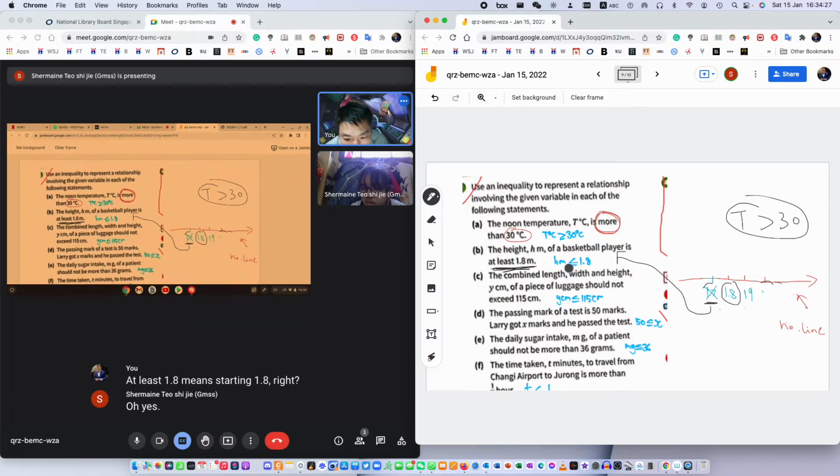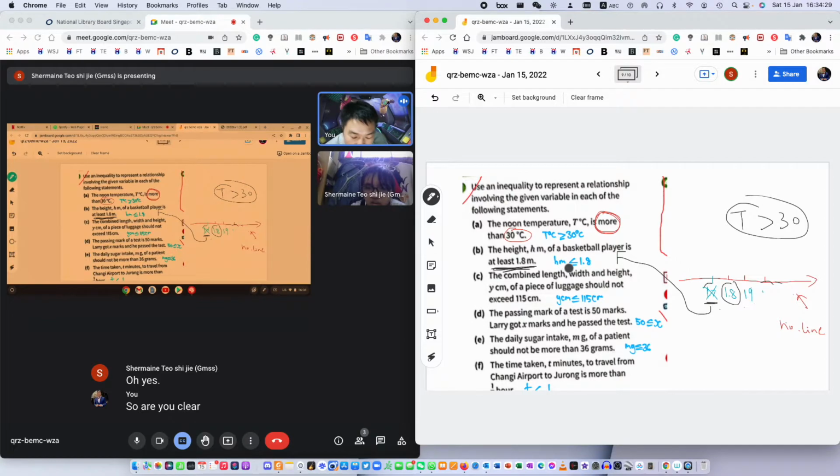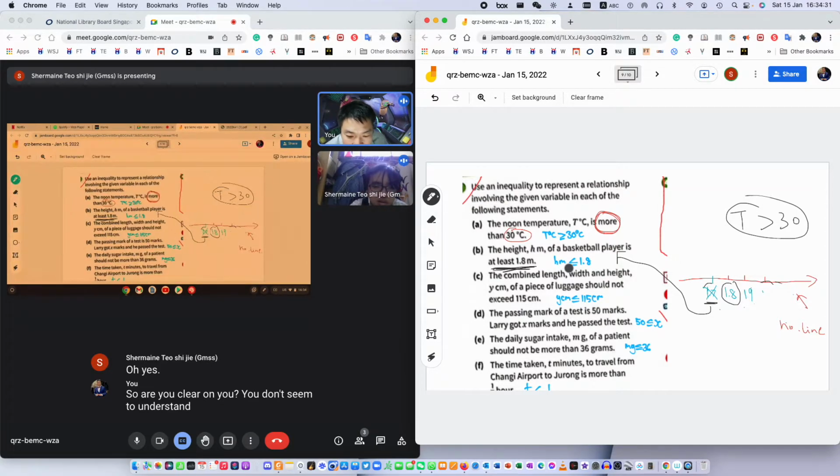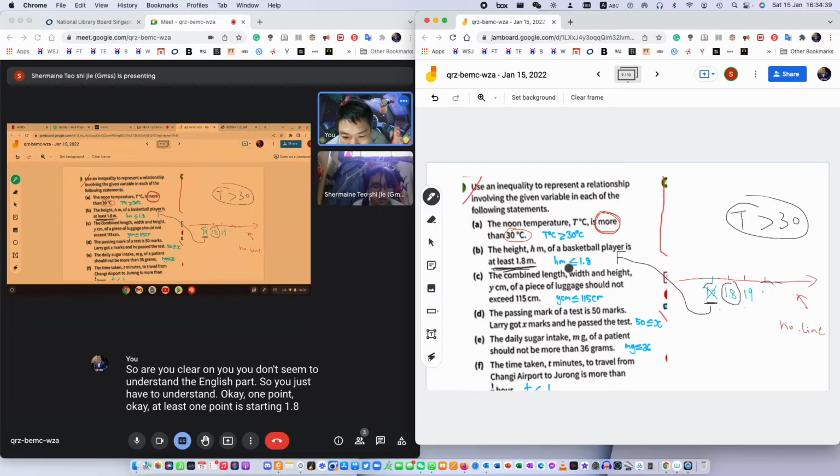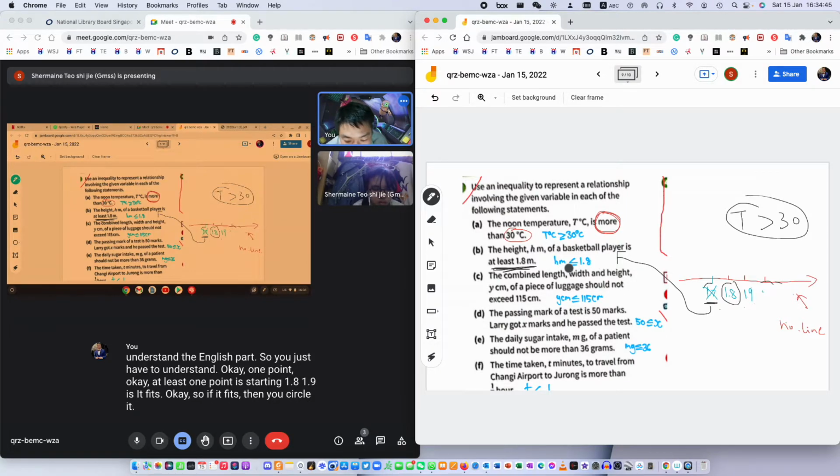Yes. Okay, so are you clear or not? You don't seem to understand the English part. So you just have to understand: at least 1.8 is starting 1.8. 1.9 fits. So if it fits, then you circle it. So what are you waiting for? Okay, good. So you circle the 1.8, you circle the 1.9.